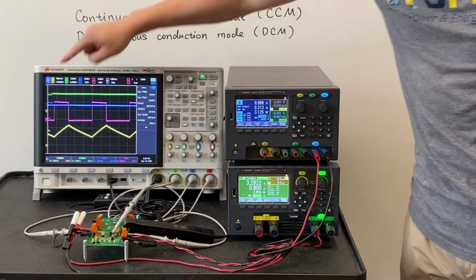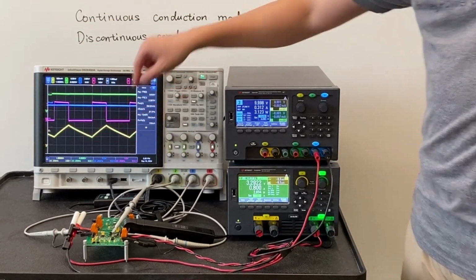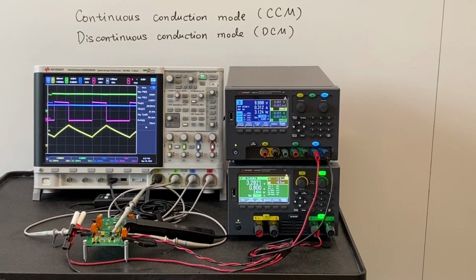Now, we know that the inductor current is composed of two components. It has a DC component, which is equal to the load current, and the ripple component. And in the previous demo, we implicitly assumed that the ripple component is smaller than the DC component, so that the inductor current never drops to zero. But what will happen if we reduce the load current so that the DC component becomes smaller than the ripple component? Well, the inductor current becomes negative. That is what we're going to see in today's demo.